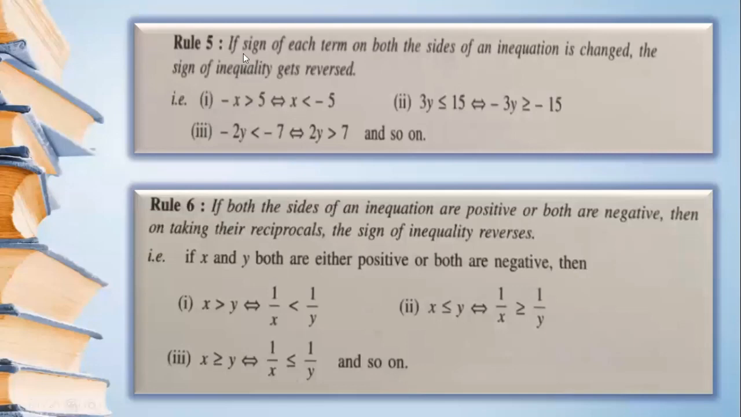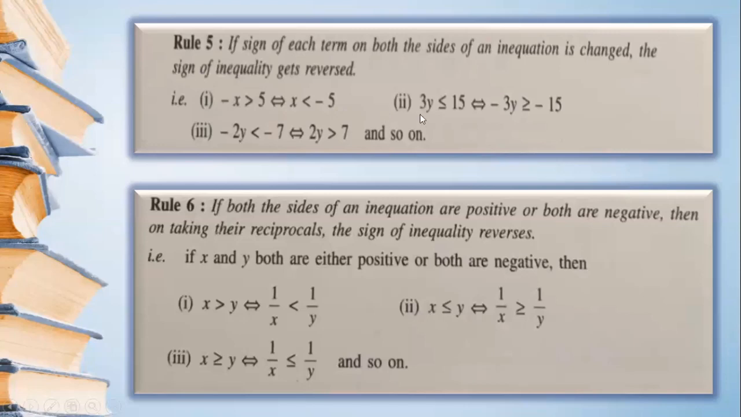Rule number 5. If the sign of each term on both sides of an inequation is changed, that means positive terms are changed to negative or negative terms are changed to positive, the sign of inequality gets reversed. For example, if we have minus x greater than 5, since minus x is negative and 5 is positive, now we are changing their sign. So minus x is becoming positive and 5 is becoming negative. So the inequality sign will reverse. So we will get x is less than minus 5.